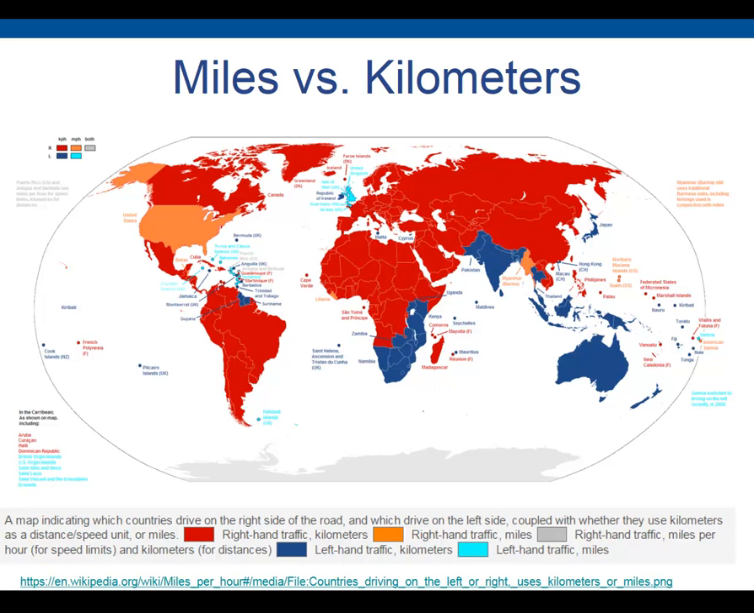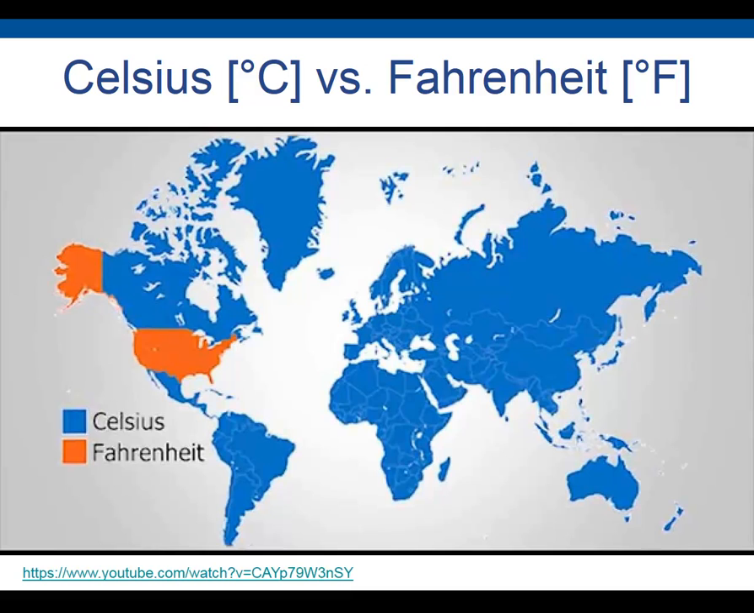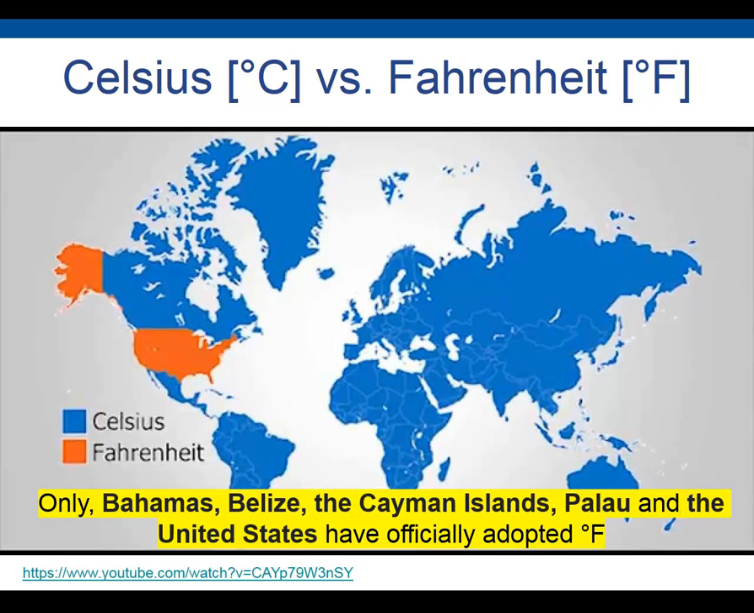Here you can see the red one indicates right-hand traffic, kilometers. This orange is right-hand traffic, miles; only a few countries use right-hand traffic and miles. Then there is left-hand traffic, kilometers, and left-hand traffic, miles. As you can see, the red has a large portion: right-hand traffic, kilometers. Only Burma, Liberia, and the United States have officially adopted miles. How about the temperature? Temperature-wise, it's even worse. Only a few countries like the Bahamas and the United States have officially adopted Fahrenheit.